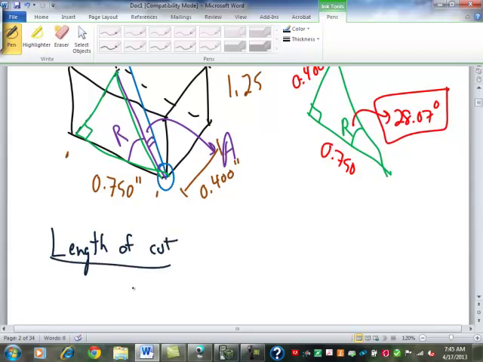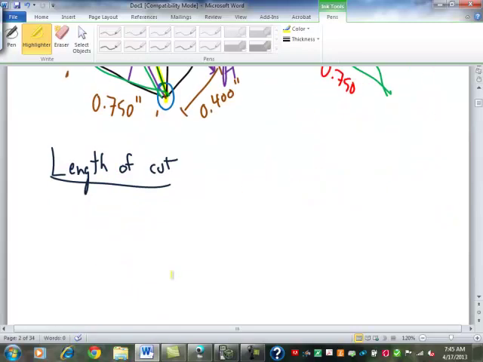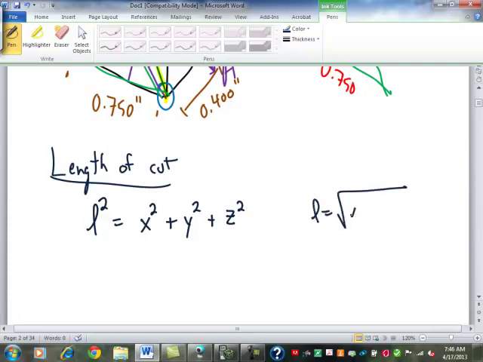Length of cut is just the length from this corner down to that corner. It's how long this drill has to bore through this material. And to do that, we're going to use something called the three-dimensional Pythagorean theorem, where that length squared is equal to the x distance squared plus the y distance squared plus the z distance squared. Or the length is the square root of x squared plus y squared plus z squared.